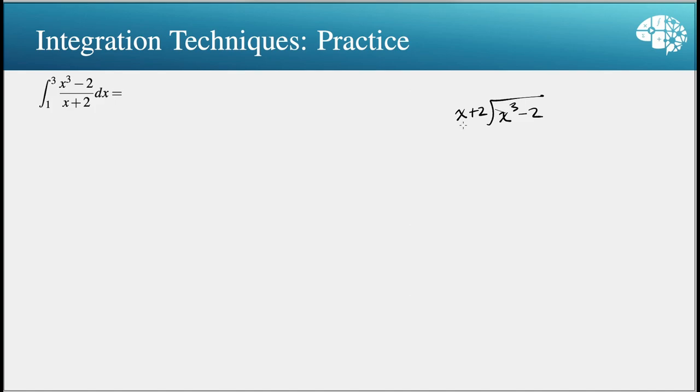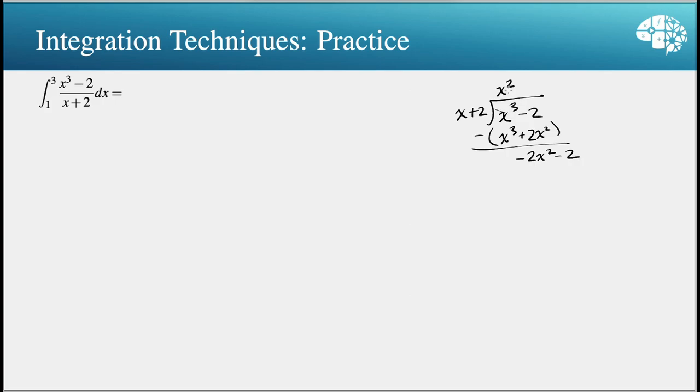So x cubed divided by x is x squared, and then x squared times x plus 2 is x cubed plus 2x squared, and we subtract that. Okay, so the x cubed cancels. We don't have an x squared term up here, so we just have minus the 2x squared. And then we have this minus 2, and there's nothing down here to combine it with, so minus 2. Okay, and then we do it again.